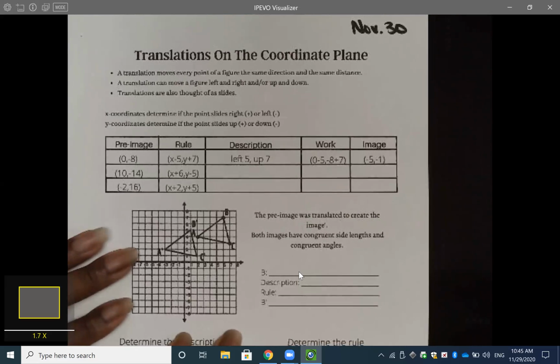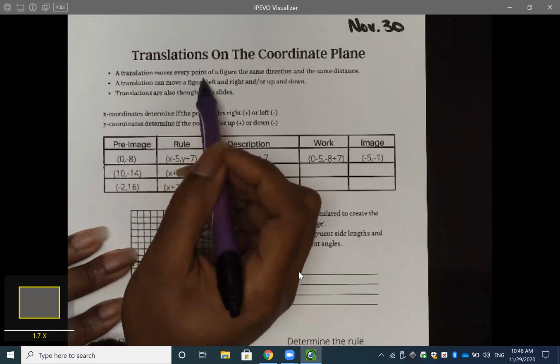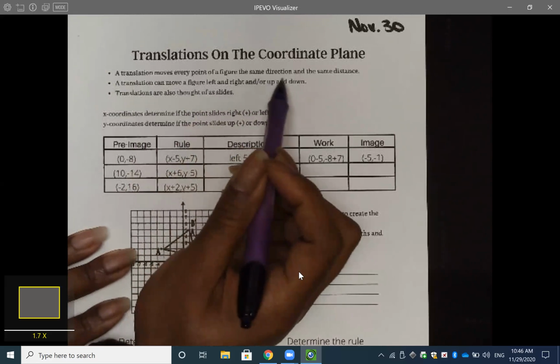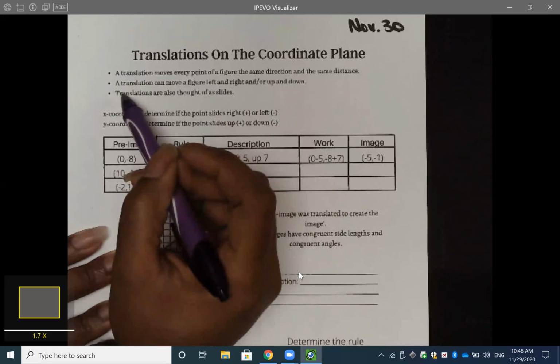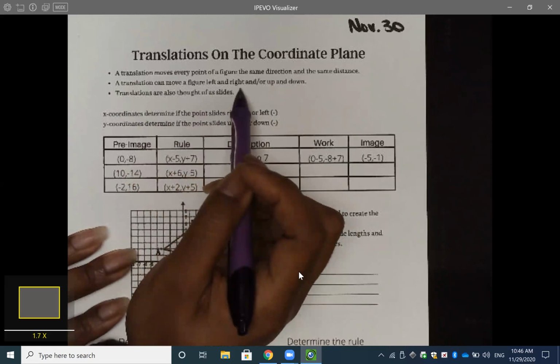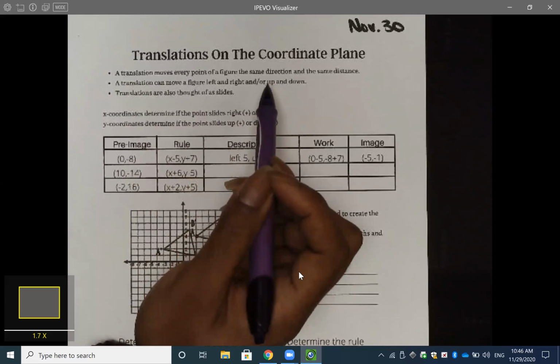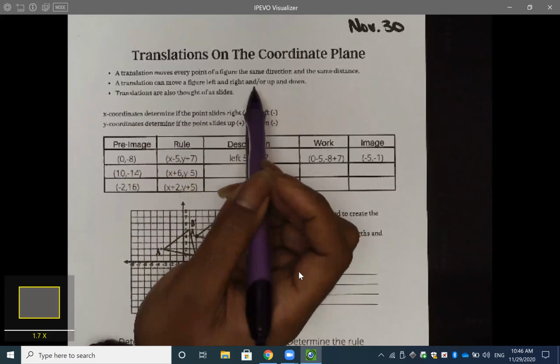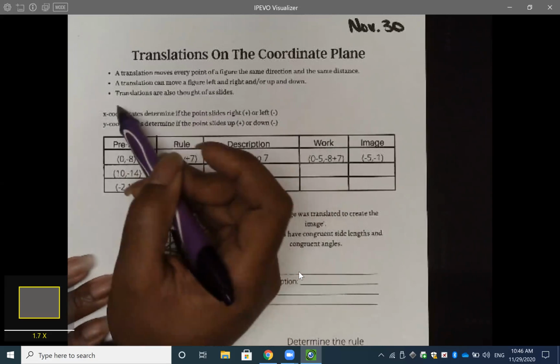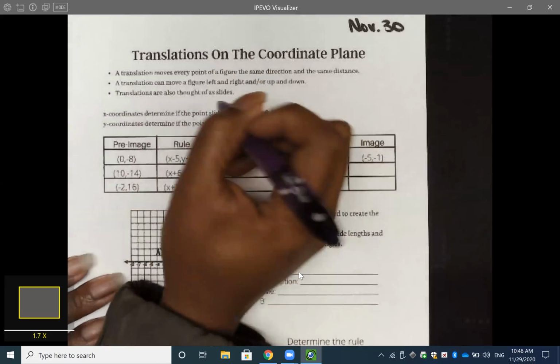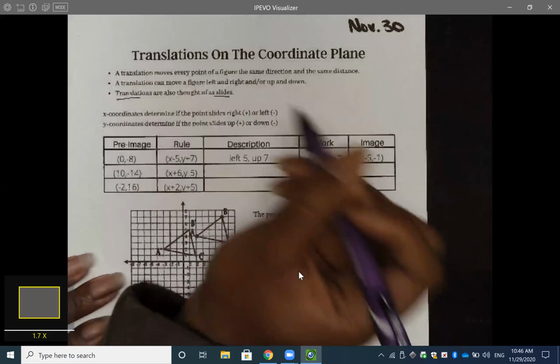Translations on a coordinate plane. A translation moves every point of a figure the same direction and the same distance. A translation can move a figure left and right, or up and down. So it's either going to go left or right, and then it's going to go up or down. Okay. Translations are also thought of as slides, which is what we talked about earlier.